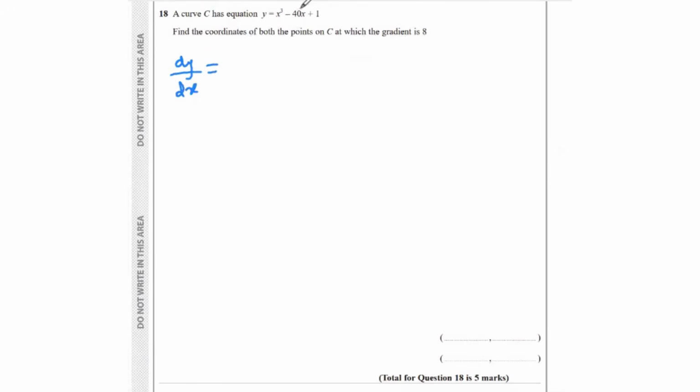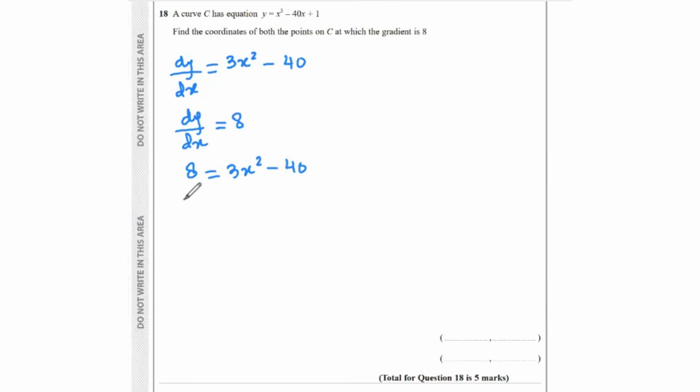So when you differentiate this, the power comes down, gets multiplied with the term, and you subtract 1 from the original power. So that's 3x squared minus 40. Derivative of a constant is always 0, so we get rid of the 1. So since it says that the gradient is 8, dy by dx would equal 8. So 8 equals 3x squared minus 40. Differentiation is always used to find the gradient of a polynomial.